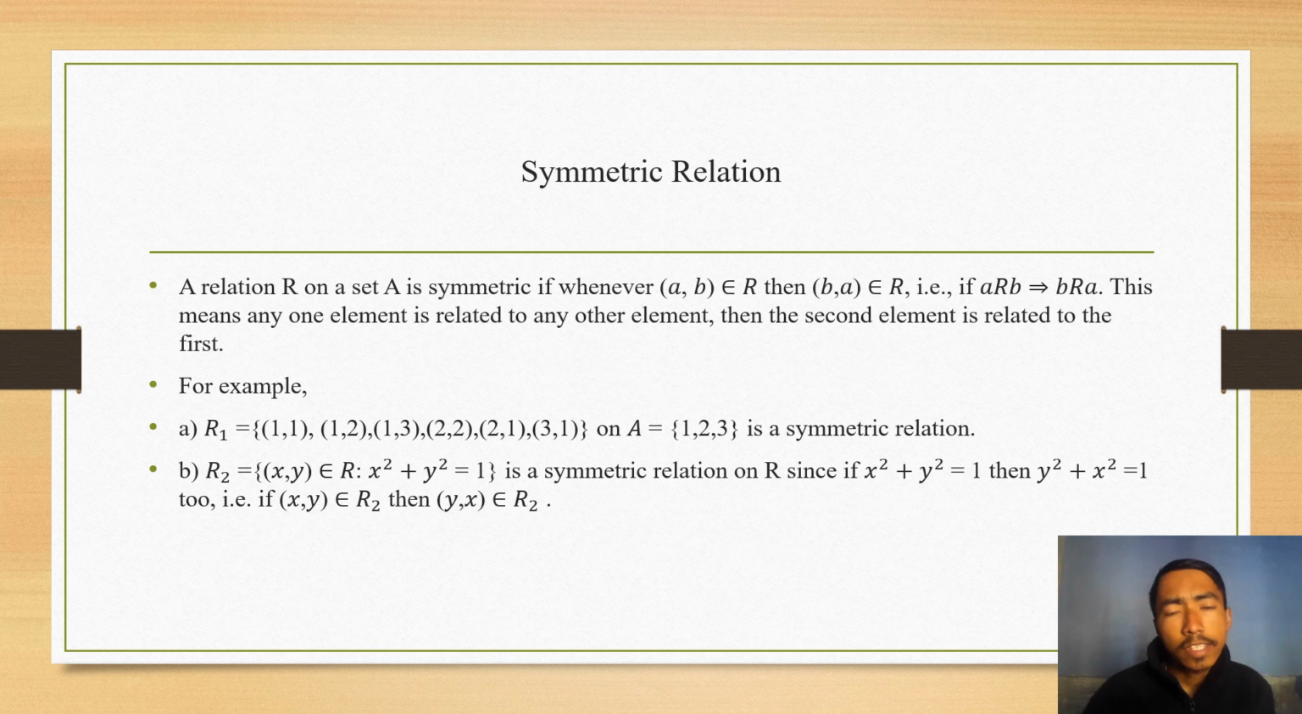Next slide is the symmetric relation. A relation R on a set A is symmetric if whenever (a, b) belongs to R, then (b, a) belongs to R. That is, if a R b implies b R a. This means if any one element is related to another element, then the second element is related to the first. It is a symmetric relation.